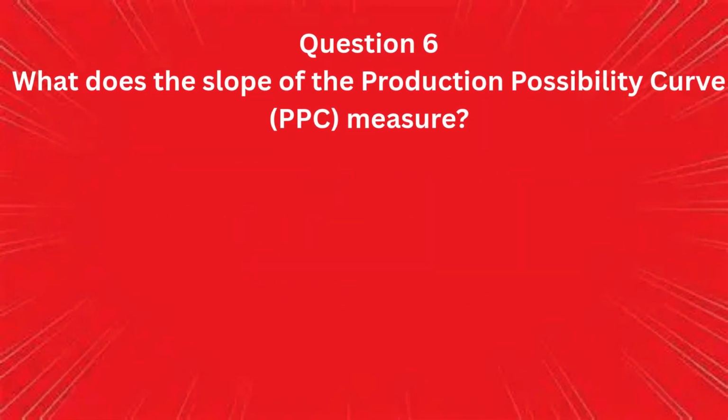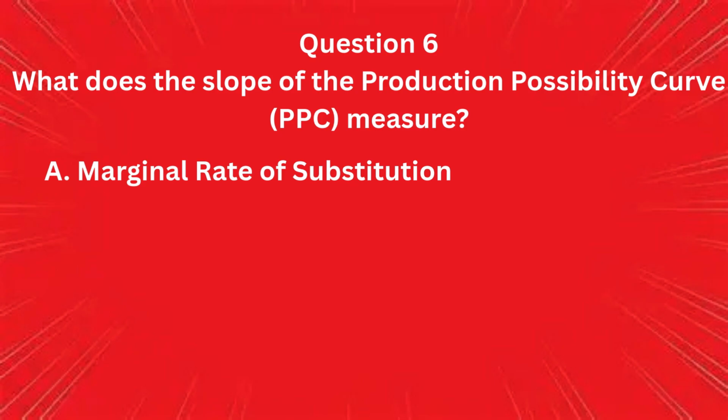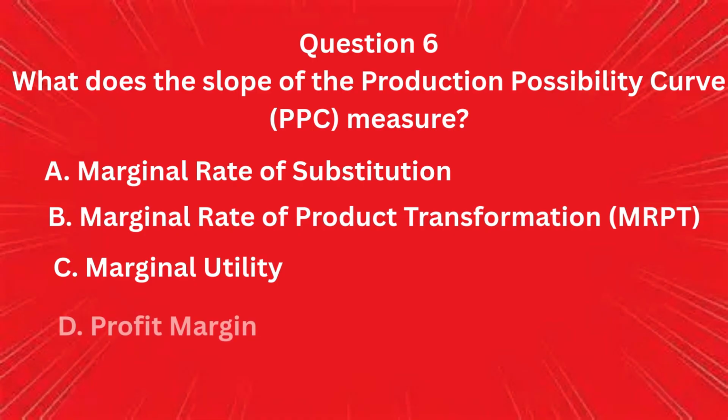Question 6. What does the slope of the production possibility curve, PPC, measure? A. Marginal rate of substitution. B. Marginal rate of product transformation, MRPT. C. Marginal utility. D. Profit margin.